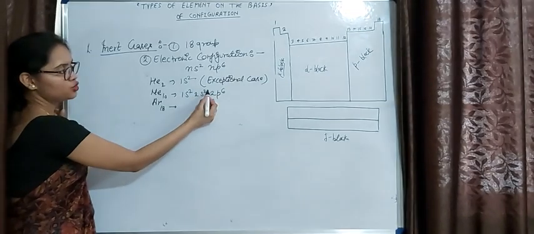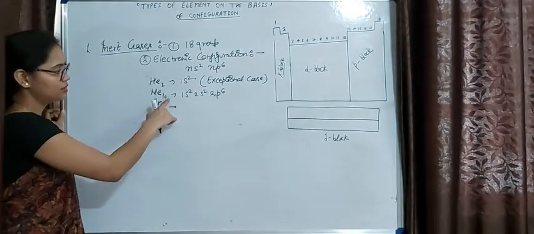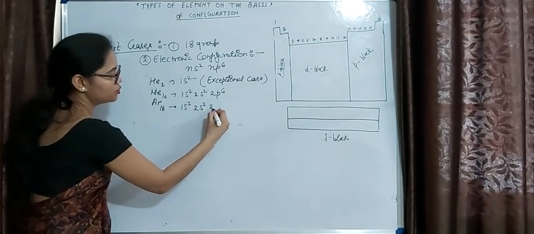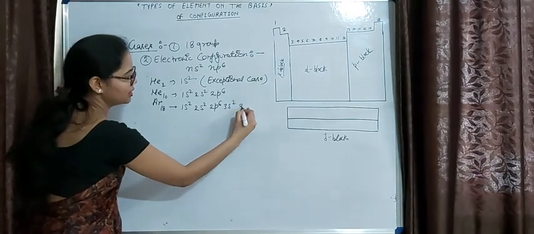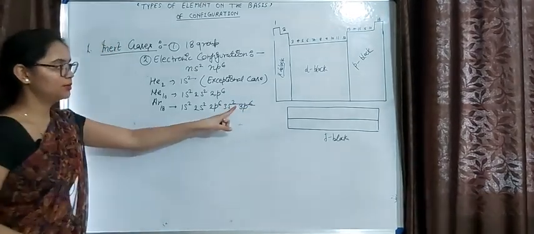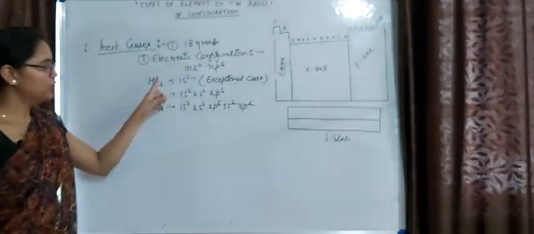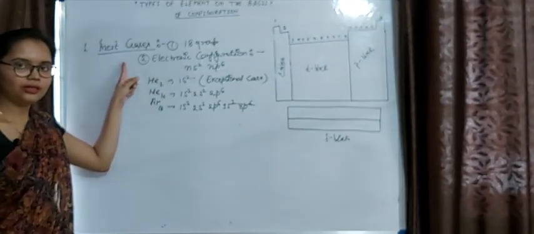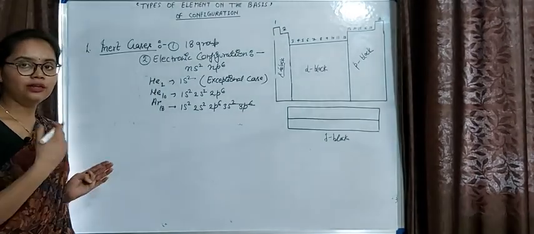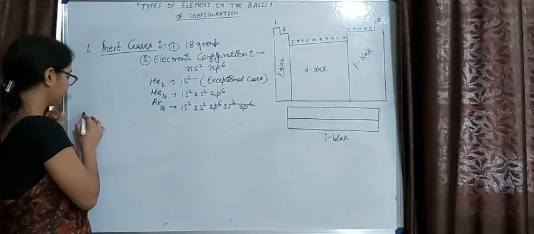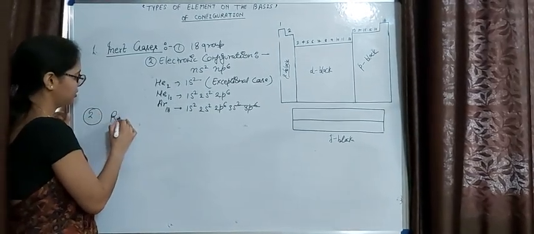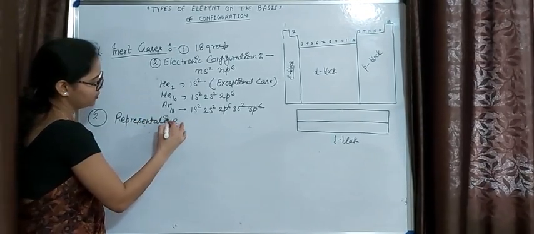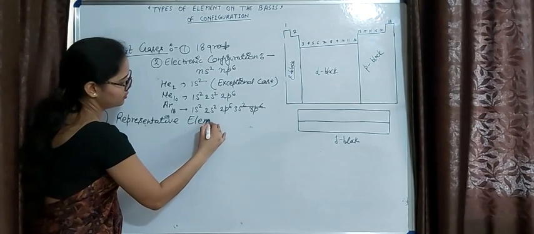Now for neon, 1s2 2s2 2p6. This is the ns2 np6 configuration, meaning it is following this type of configuration. And argon, 1s2 2s2 2p6 3s2 3p6. It is also representing the same type of configuration. So these are some examples of inert gases, and this is the position of inert gases. Now we'll take another type of element, which is representative elements.